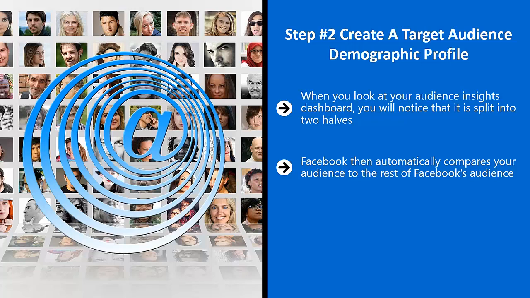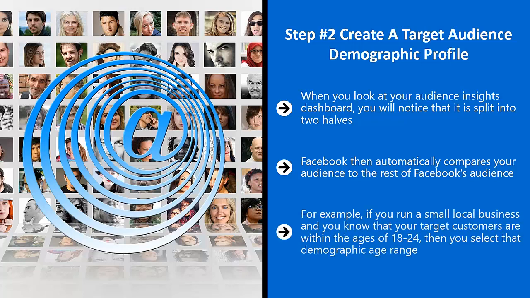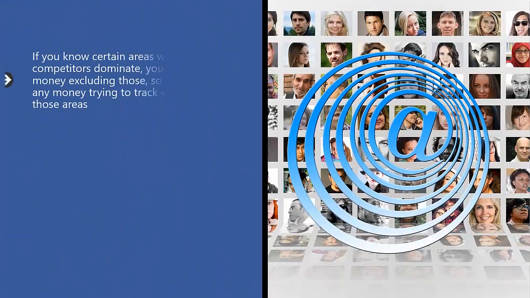Refine the demographic profile you're targeting based on your existing audience insight or your consumer intelligence. For example, if you run a small local business and you know that your target customers are within the ages of 18 to 24, then you select that demographic age range. Also, select location. Please understand that you can both exclude as well as include. If you know certain areas where your competitors dominate, you may save a lot of money excluding those, so you don't spend any money trying to track eyeballs from those areas.